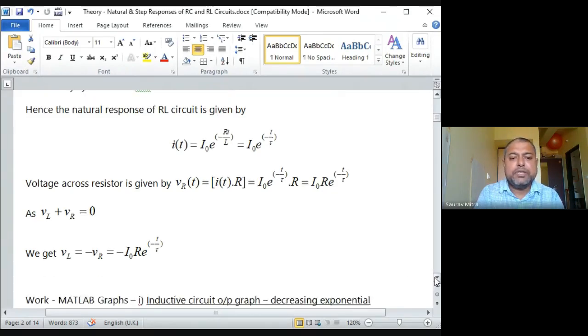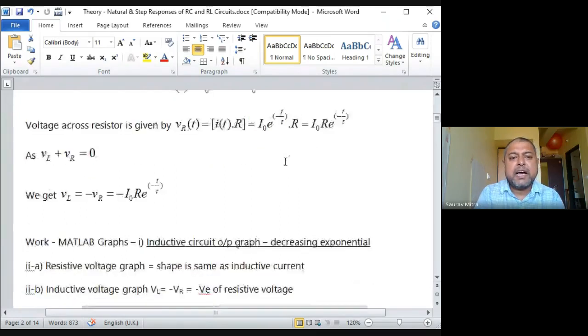So you are finding VR. VR is nothing but the voltage across the resistor. This is R into i(t). i(t) we have found to be I0 into e raised to minus t by tau. So that is equal to I0 into R into e raised to minus t by tau. So this is the resistive voltage. VL plus VR is equal to 0. So if this is the VR value, then the VL value is the negative of that.